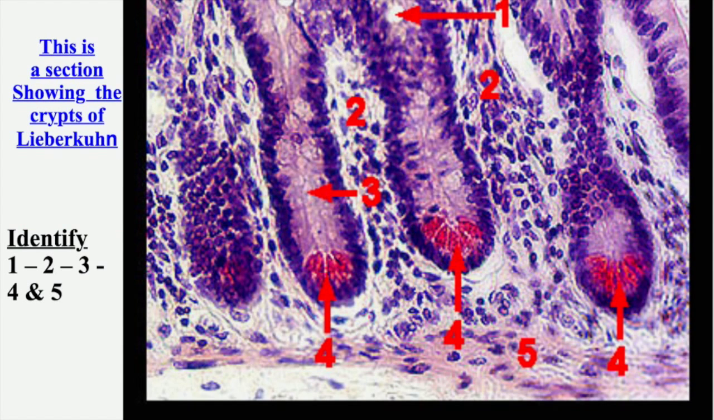This is a section showing the crypt of Lieberkühn. Identify one. One is the goblet cell. Two is the connective tissue of the lamina propria of mucosa. Number three is in the center of this tube, so it is the lumen of the intestinal crypt of Lieberkühn. Number four, very characteristic, these are the Paneth cells. Number five is the muscularis mucosa.